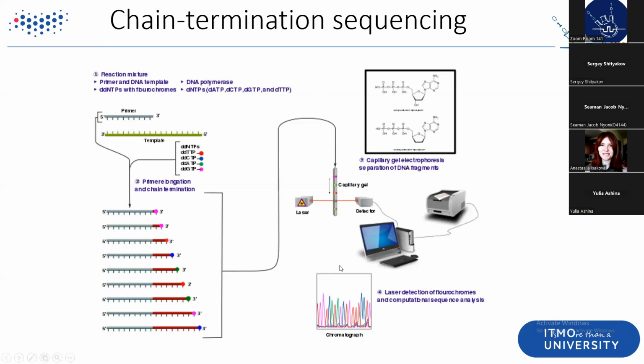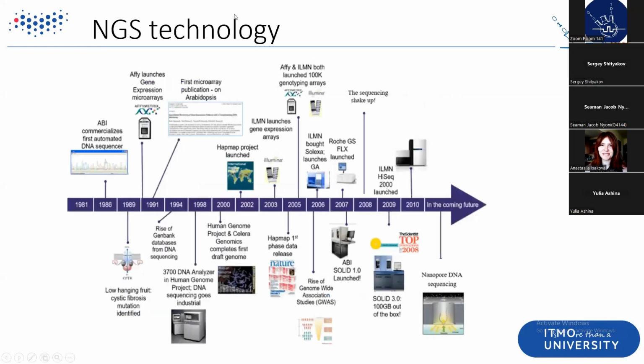This is a standard procedure, and the next would be to use the NGS, next generation sequencing analysis, which is also called massive parallel sequencing of DNA, using massive parallel processing.